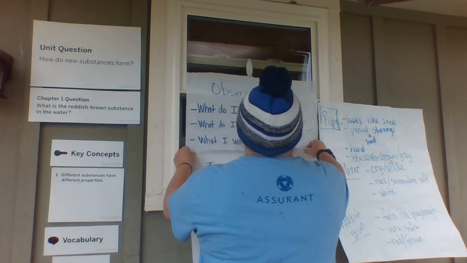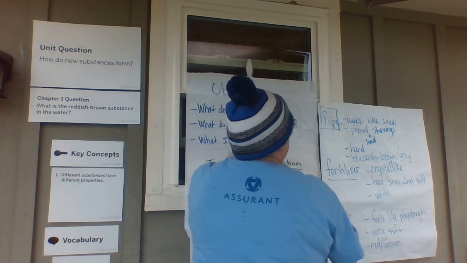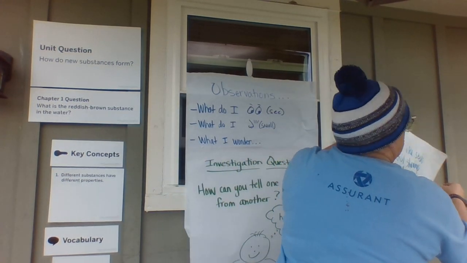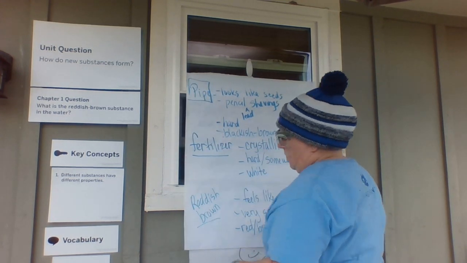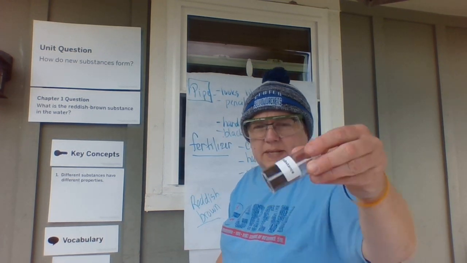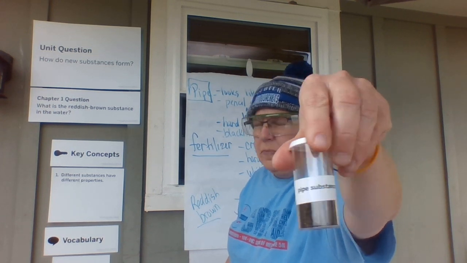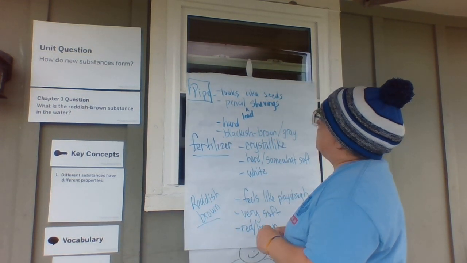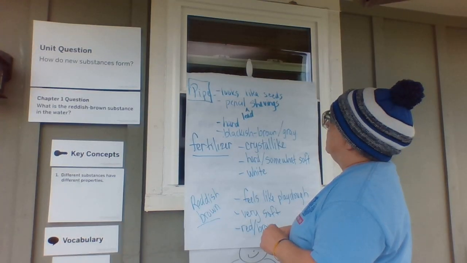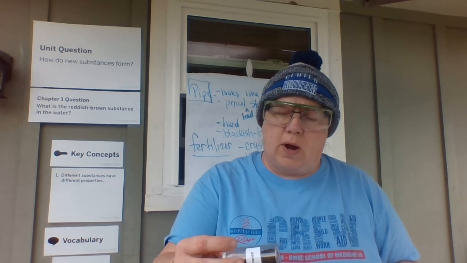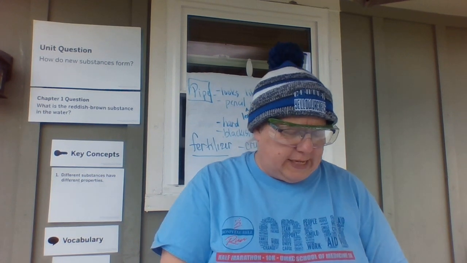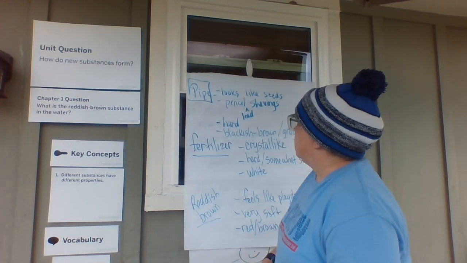We also did some observations of our main samples. We talked about the pipe substance, and that's this one right here. We talked about how it looks like seeds or maybe pencil lead shavings, that it's hard, and the color was a blackish brown gray. So I'm looking at some of those different properties of that particular substance.